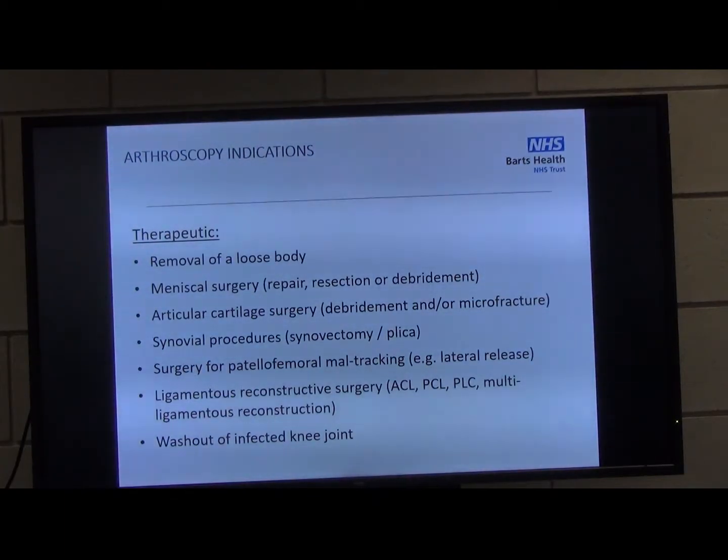In terms of therapeutic cases, I've listed here the main ones. So loose bodies, someone presenting with locking of the knee, and you can see those loose bodies on the MRI, and you need to scope them to remove these loose bodies. Operating on meniscal pathology, cartilage injuries. Maltracking, lateral release. It's very effective to do arthroscopic lateral release without having to open up. And ligament work as well.